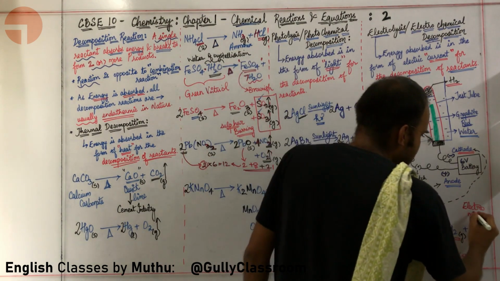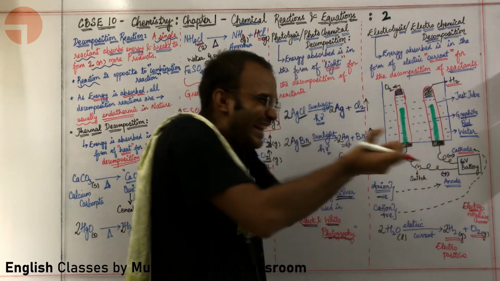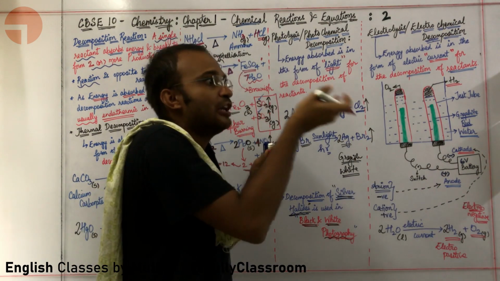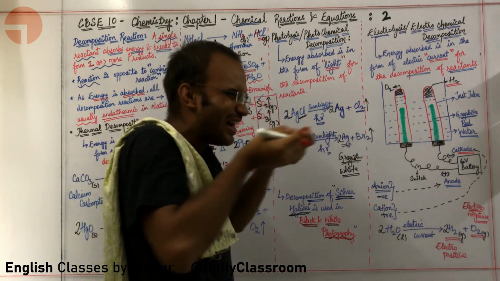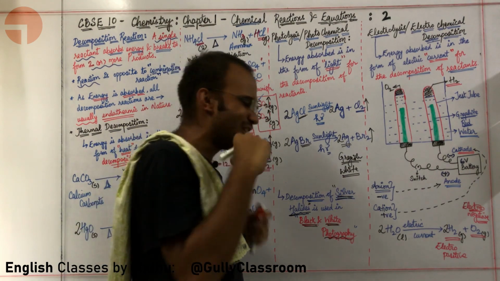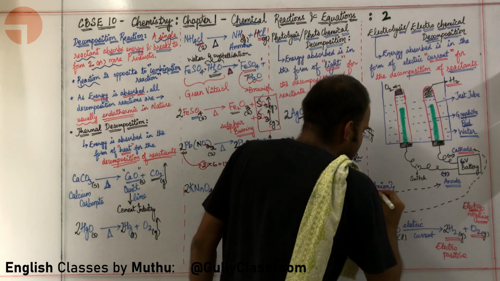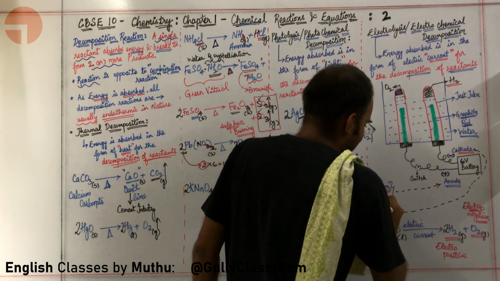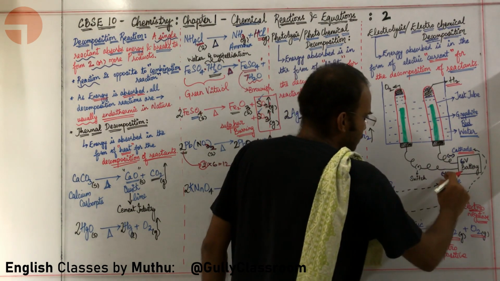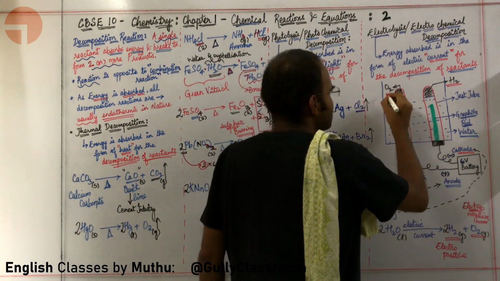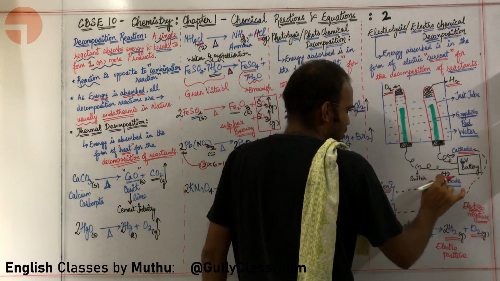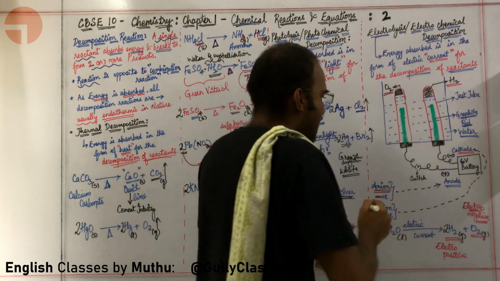Similarly, oxygen is electronegative. It gains electrons in order to attain noble gas configuration. Electronegative oxygen, where does it go? Being electronegative, it goes towards the anode. So oxygen is collected at the anode.